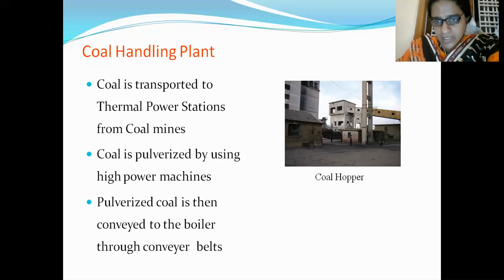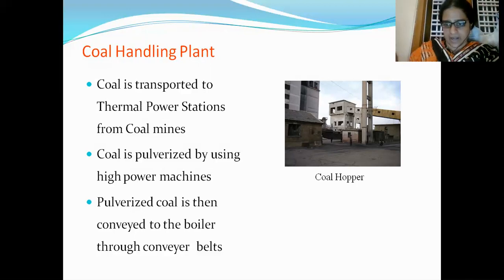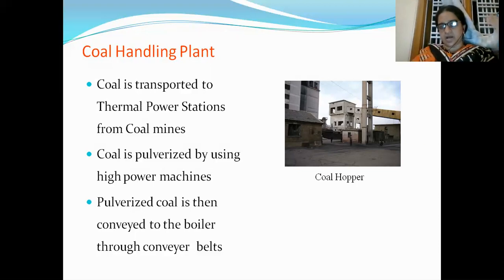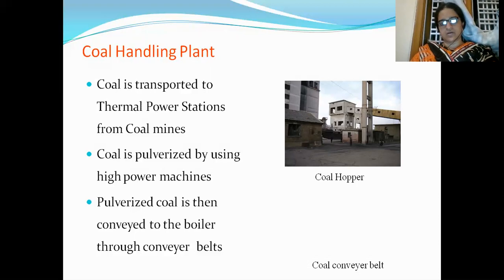In the diagram there is a long ladder-type structure in diagonal shape. On the left side you have the coal handling plant, and on the right side you have the boiler. You transport the coal from the coal handling plant to the boiler. This is the coal conveyor belt; in this, the coal handling plant and the belt are both shown.